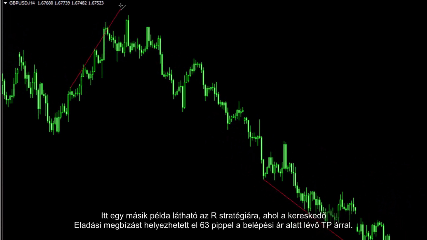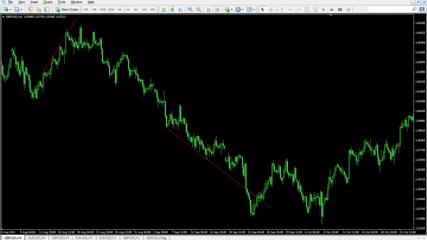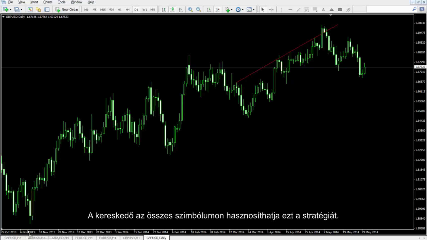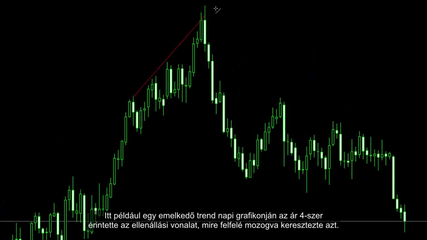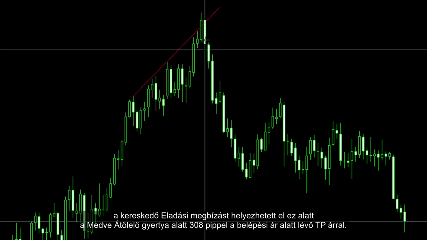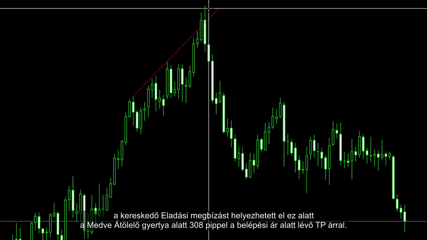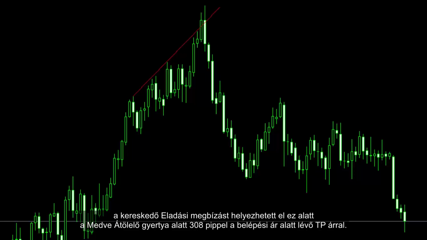Another example of the R strategy that a trader could place a sell order with TP price 63 pips lower than an entry price. A trader can utilize this strategy on every symbol. For example, an uptrend on a daily chart. The price has hit the resistance line 4 times until it crossed this line towards the top. After the price has fallen under the resistance line, a trader could place a sell order lower than this bearish engulfing candle, with TP price 308 pips lower than the entry price.